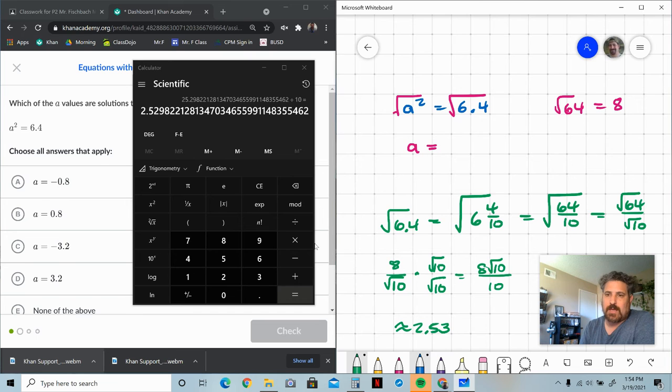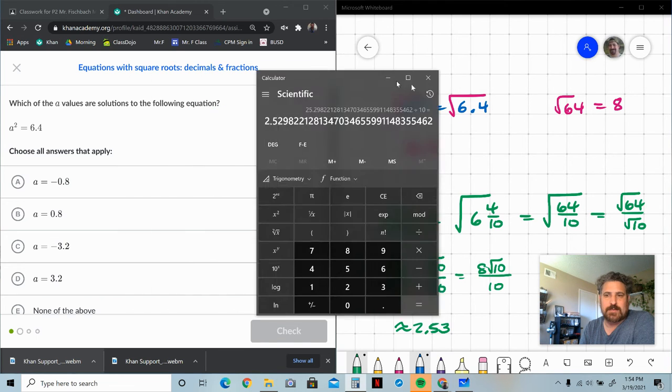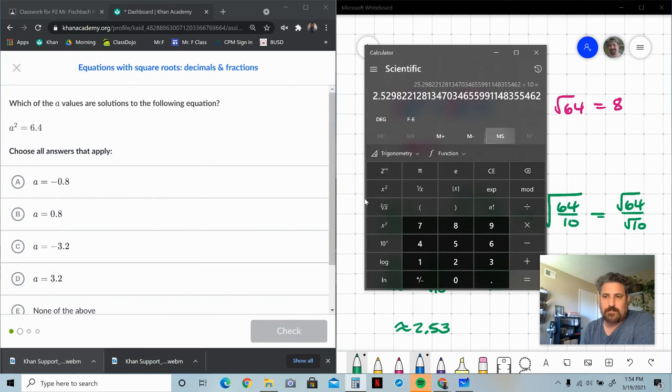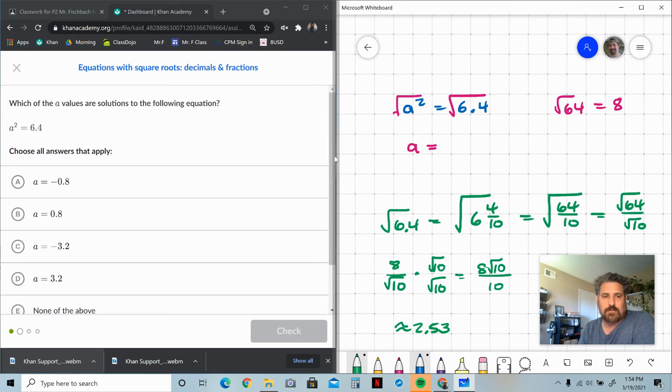Not sure. The other way you can obviously check these answers is you can just see if any of them would work, right? I mean, obviously, 0.8 times 0.8, what would that be? That would be, I would say, 0.64, right? So 0.8 times 0.8, that's going to be 0.64. That's not going to work because you want 6.4. And this one's 3.2 times 3.2, that's definitely not going to work. That's 10.24, which has nothing to do with 6.4. So all of their answers are wrong, right?